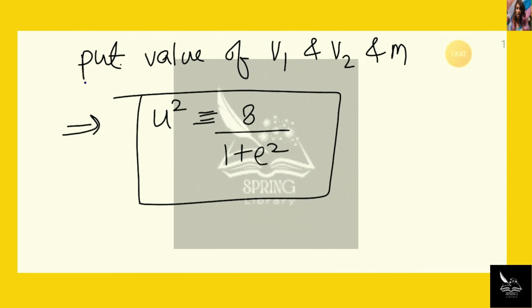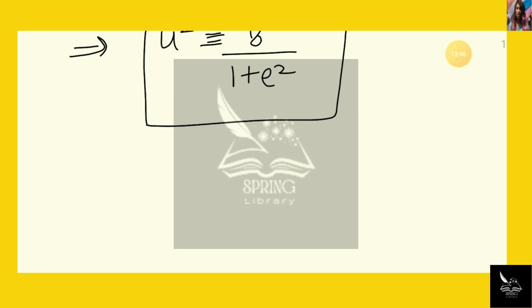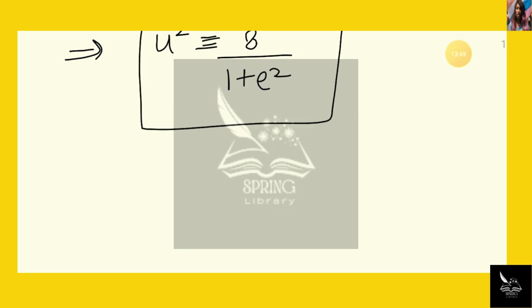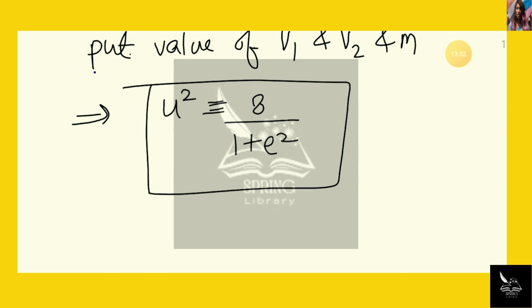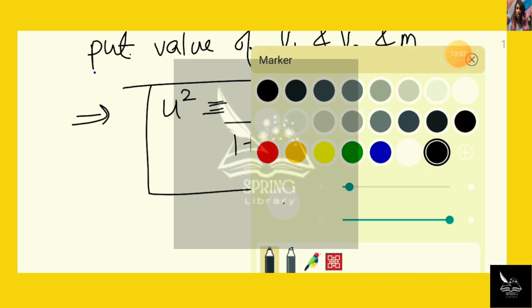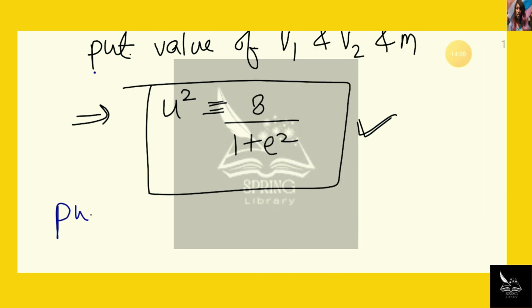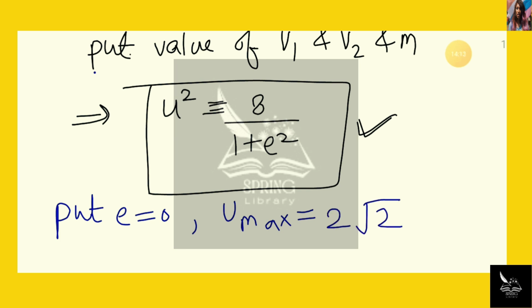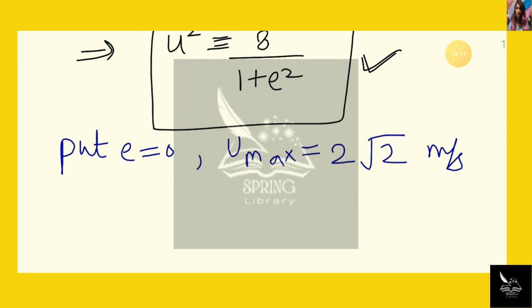Now next step is, for finding the maximum value of u, the denominator should be minimum in this equation. So here put the value of e equal to 0, so that I will get u maximum. After solving the above equation, the value is 2 square root of 2 meter per second.